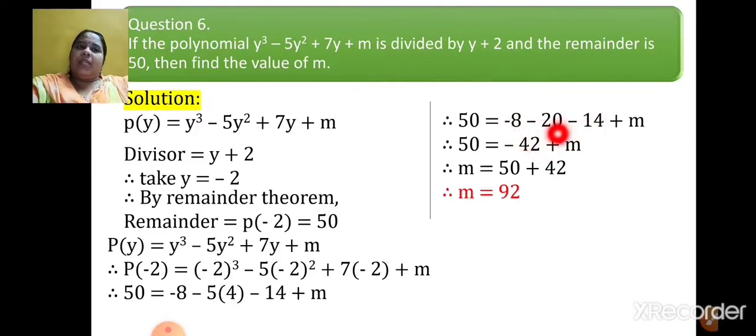8 and 20 is 28. 28 and 14 is 42. All are minus, so minus 42. Okay. So 50 is equal to minus 42 plus m. Shift it this side, it will become plus. M is nothing but 50 plus 42. Therefore, m is equal to 92. Okay. So I hope you have understood all the steps of this sum. It is straightforward substitution, equating it to 50 and getting the value of m. Okay. Write it fast. We move on to the next question.